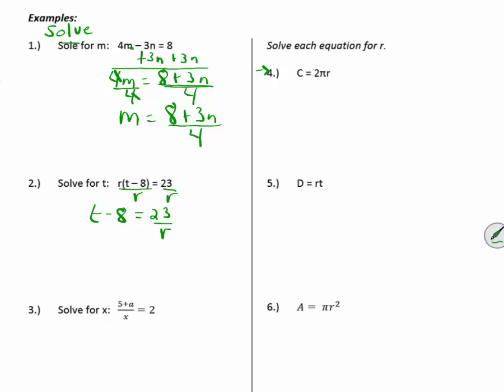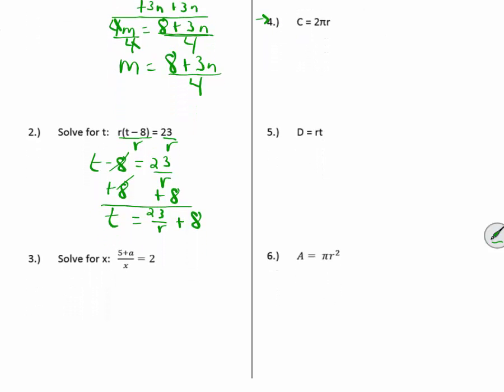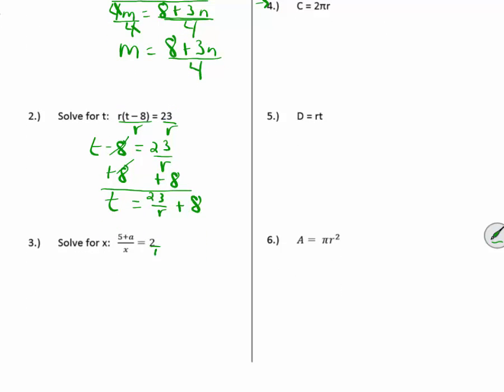Right? I can't divide those because I don't know what r is. Now I'm going to cancel the subtracting 8 by adding. So those cancel. I'm left with t equals 23 over r plus 8. Again, hopefully not too bad there. For number 3, I want to solve it for x. So whenever I have a fraction like this, I'm going to want to cross multiply.